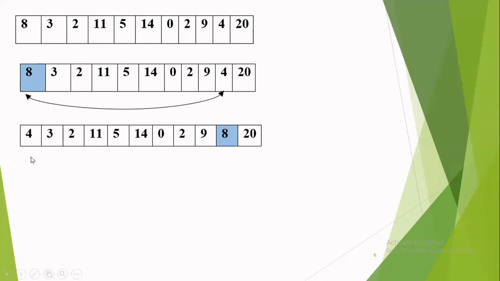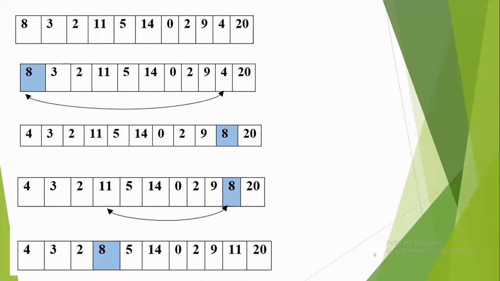Okay. In the next step, you are going to search for an element which is greater than the pivot element from the left side of the array. Here you can see the element 11 is greater than 8. Hence, you are going to swap these two elements. So at the end of this step, you will find 11 on the right side and 8 placed at this position. After swapping 11 and 8, the list will be this: 4, 3, 2, 8, 5, 14, 0, 2, 9, 11, and 20.